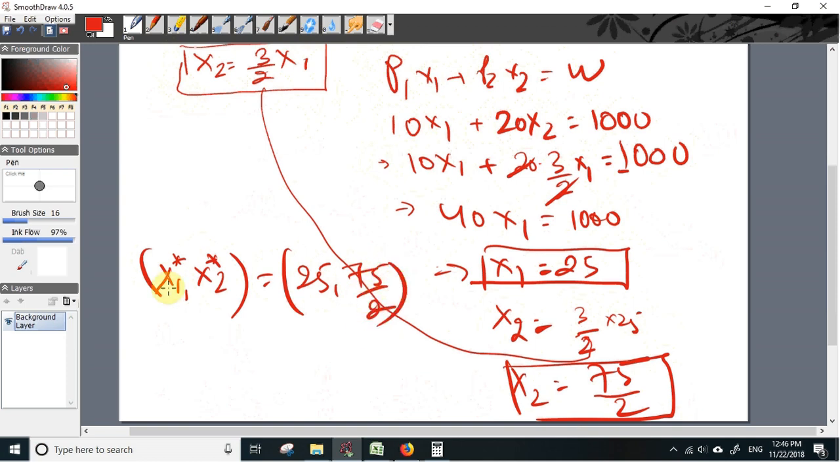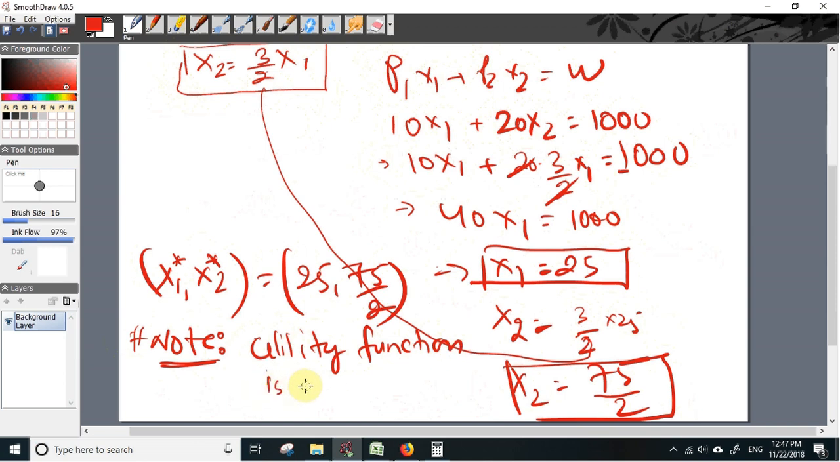One important thing is that there is no necessity of checking whether the second order condition for optimization is fulfilled or not, because the utility function is Cobb-Douglas type, so its indifference curve will be convex to the origin.